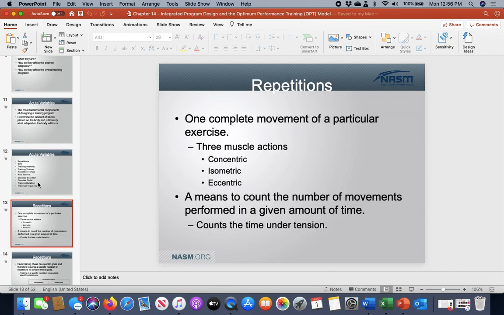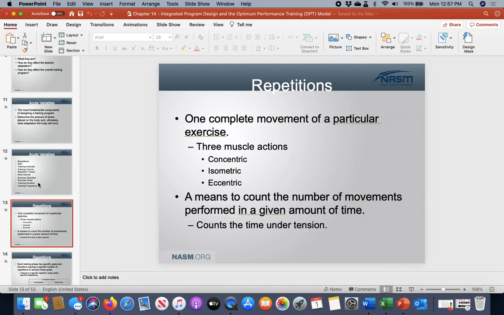With reps, it's exactly what it sounds like. It's one complete movement of a particular exercise, broken into concentric, isometric, and eccentric phases, because it's full range of motion. The main focus here is that it's a count, a number given to you for a specific parameter that you're trying to follow, whether it be phase 1, 2, 3, 4, or 5 of the OPT model.